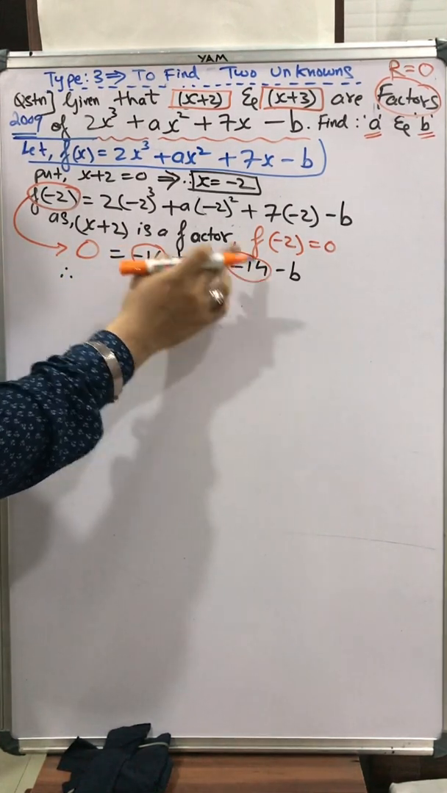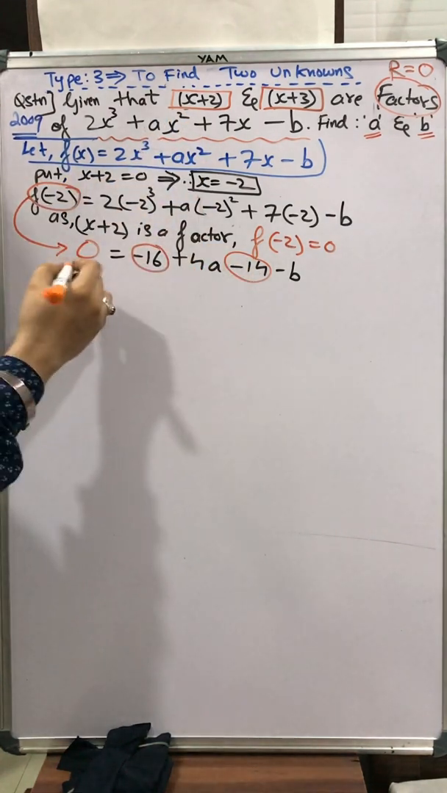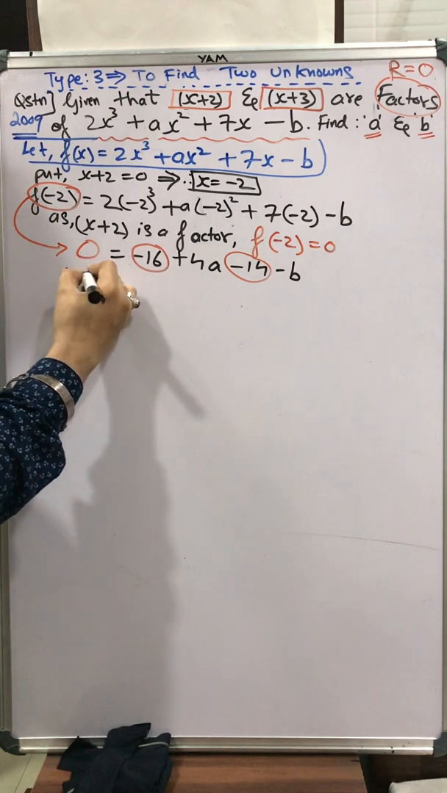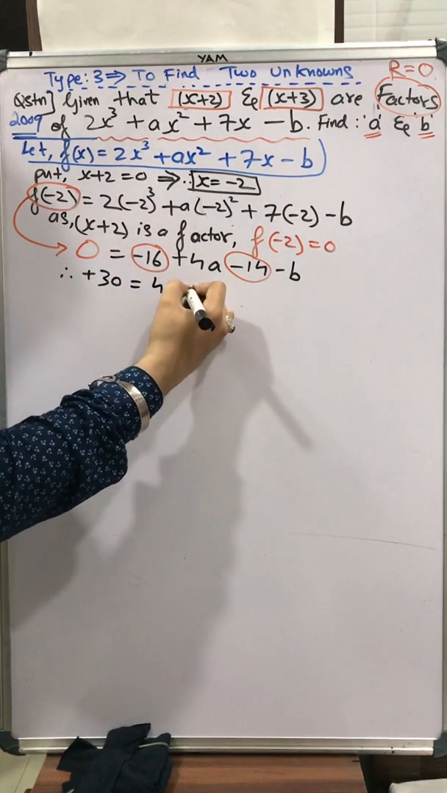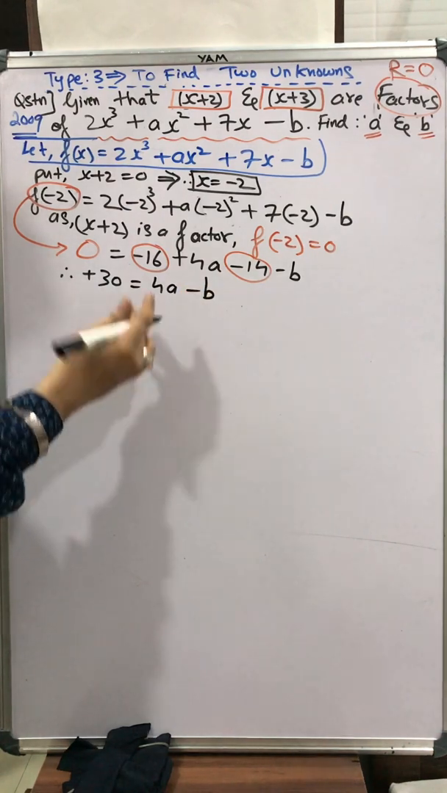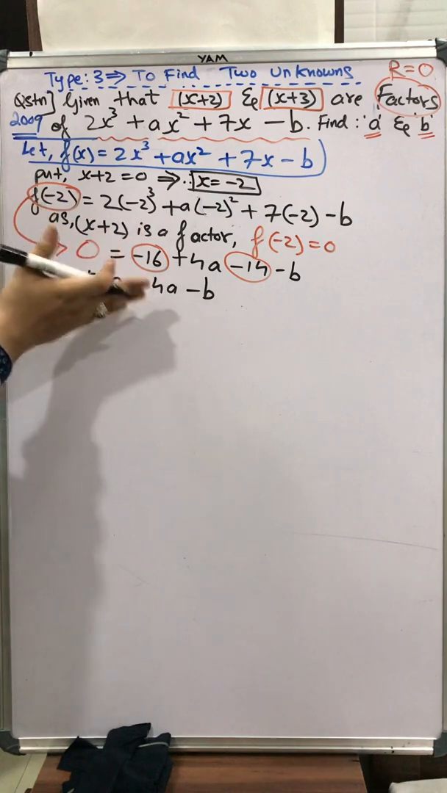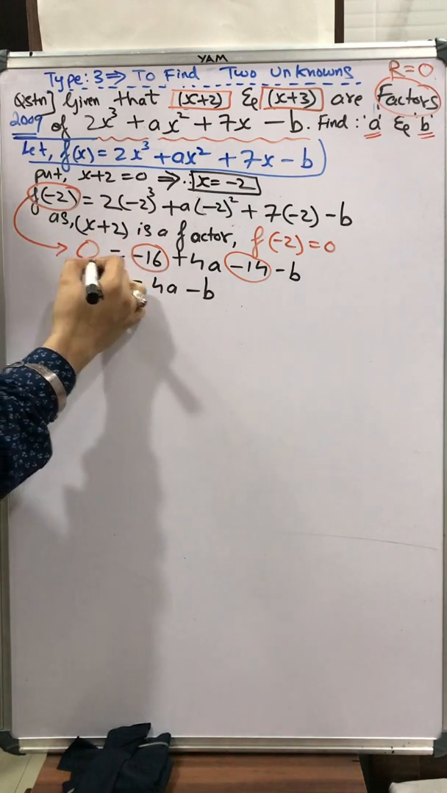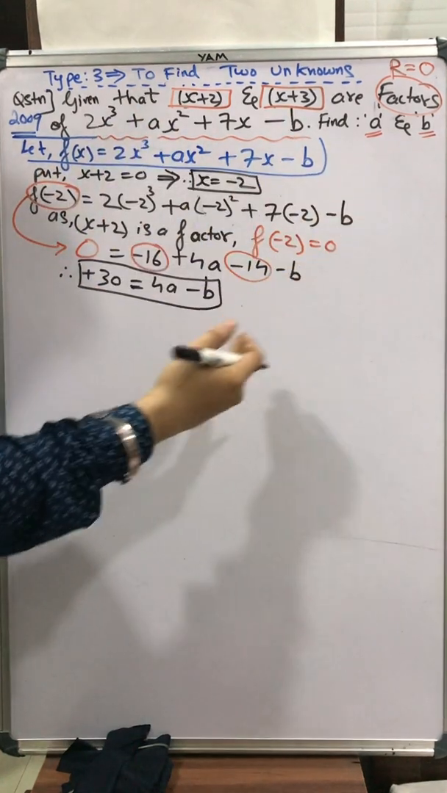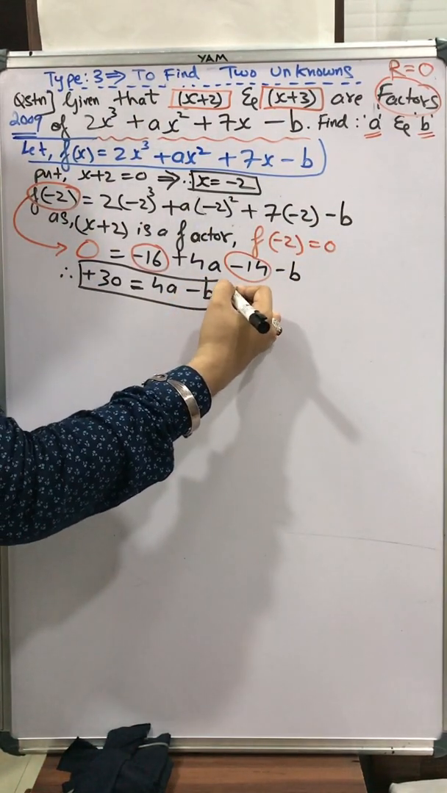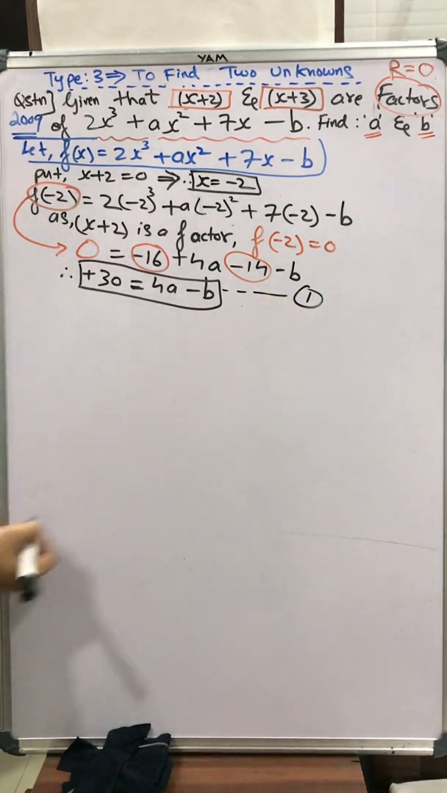Minus 16 and minus 14 is minus 30. When minus 30 comes on the left side, it becomes plus. So this becomes plus 30 is equal to 4a minus b. And students, this is my first equation. You should write it like this: 4a minus b is equal to 30. This is my equation number 1.